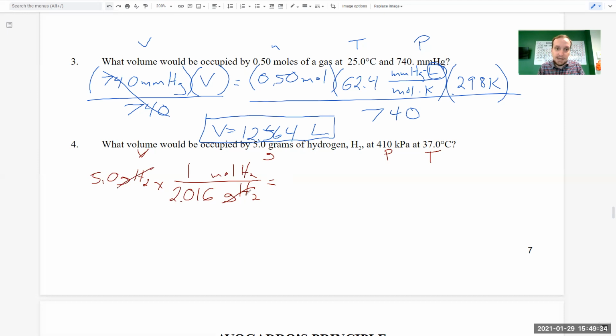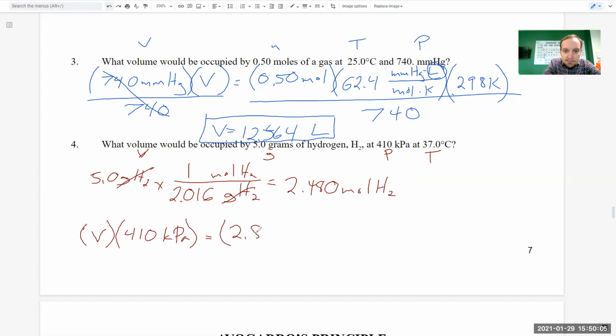Then we'll be ready to do the ideal gas law. 5.0 times 1 divided by 2.016 is 2.480 moles of hydrogen. So there we go. Now we have all the numbers that we need. Now we're finally ready to do the ideal gas law equation. So our volume, again, is unknown. Our pressure is 410 kilopascals equals the number of moles. Well, we just calculated the number of moles, 2.480 moles. Then I need my R value.